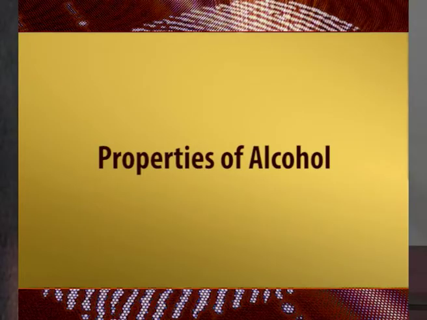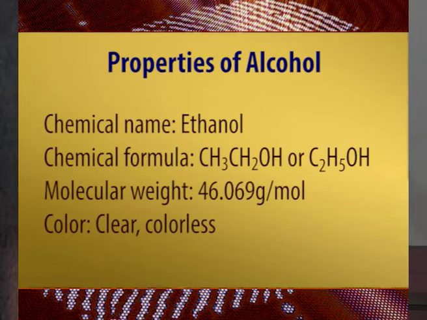Ethyl alcohol, the chemical formula is C2H5OH, is a transparent, colorless, volatile liquid having a spirituous odor and burning taste. What are the properties of alcohol? The chemical name is ethanol. The chemical formula we could write as CH3CH2OH or simply C2H5OH. Molecular weight is around 46 grams per mole.